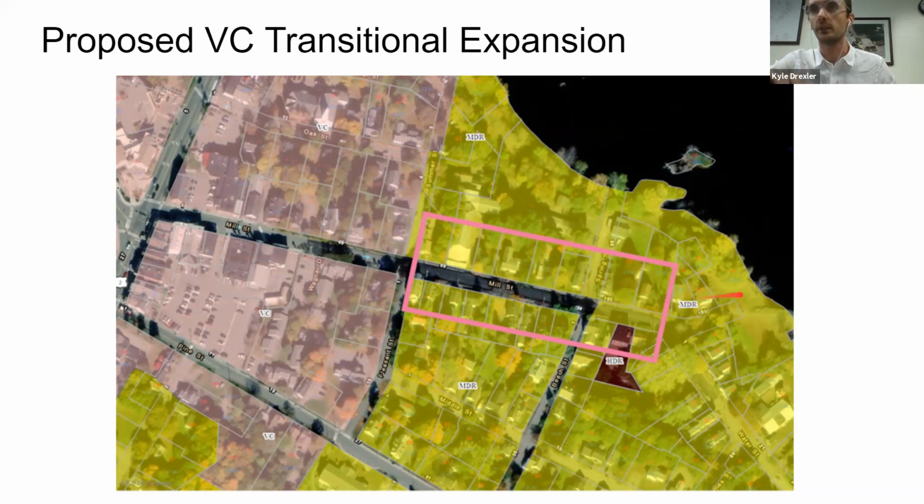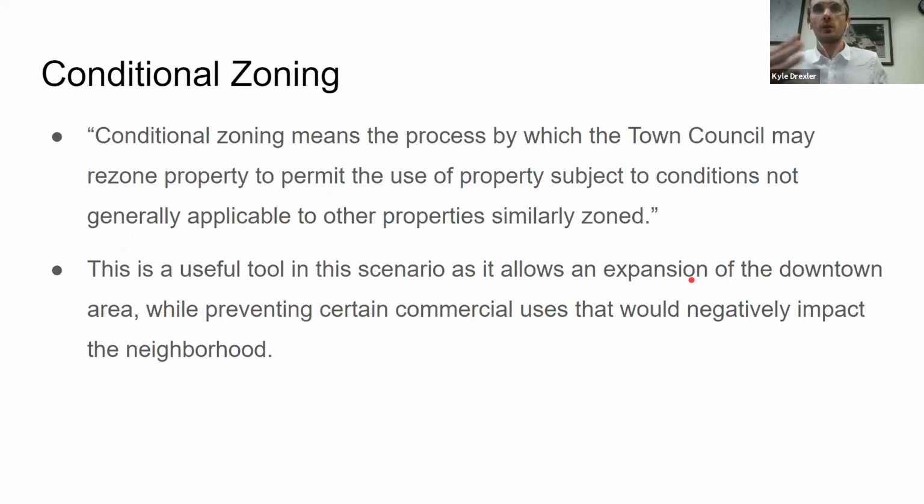So what is a conditional zoning district? You can kind of think of it like, we've done contract zones. Conditional zoning is pretty much the same thing as a contract zone, except it's initiated by the town instead of by an applicant. So in this case, it doesn't apply to just one lot, it applies to an area or corridor. But the principle is the same.